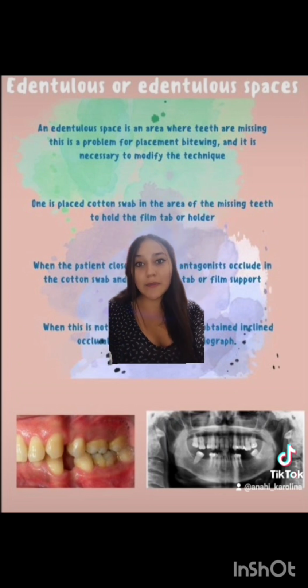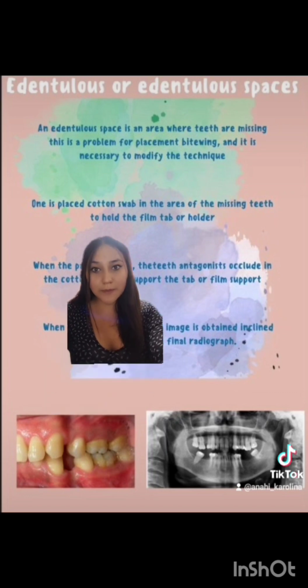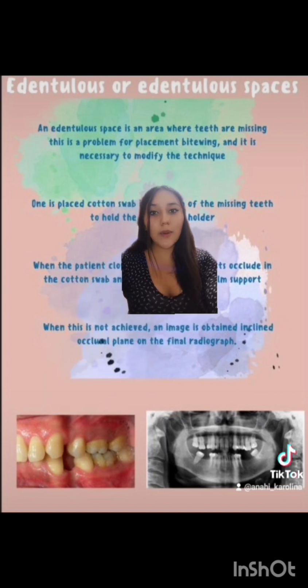One of these is to place cotton rolls in the areas of the missing teeth to hold the film. Afterwards, when the patient closes the teeth, the cotton rolls support the top of the film. When this is not done, it often inclines the occlusal plane in the final radiograph.